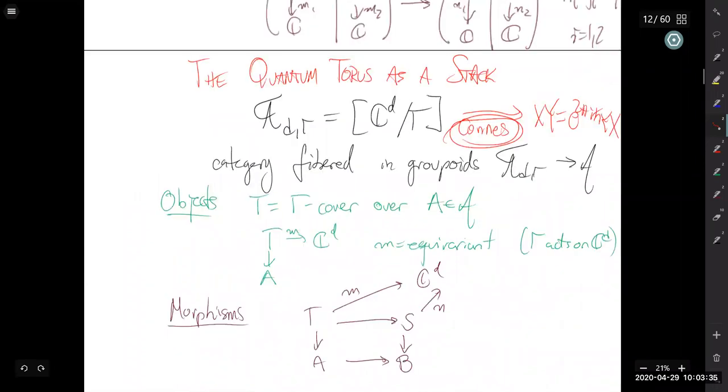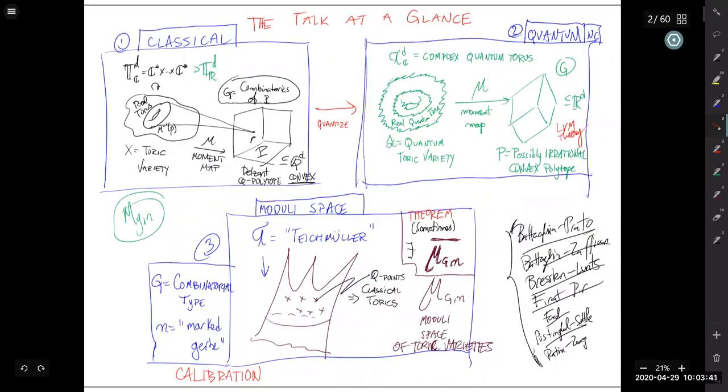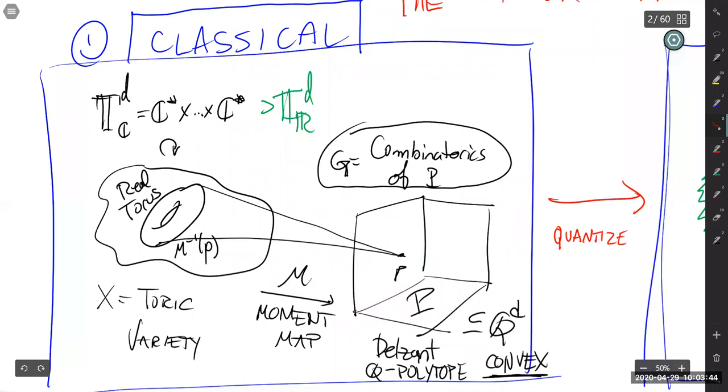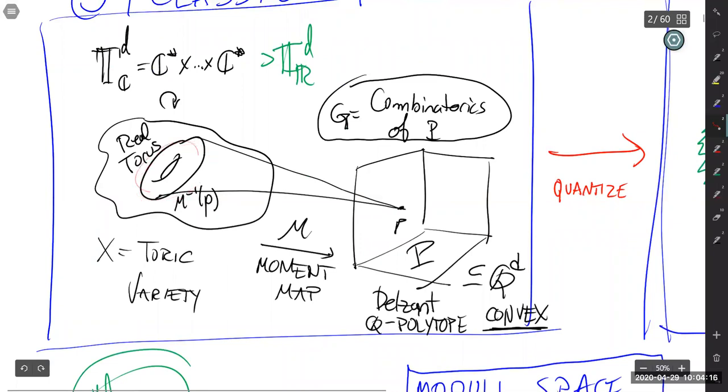this was what was going on in classical toric geometry. We have a toric variety, which is an equivariant compactification of a complex torus. One can think of it as a symplectic manifold, and it has a moment map, because this is a Hamiltonian action. The image of the moment map is a Delzant rational convex polytope. And the inverse image of every point on the polytope is a real torus, a real Lagrangian torus inside the symplectic manifold. So that's the classical situation.